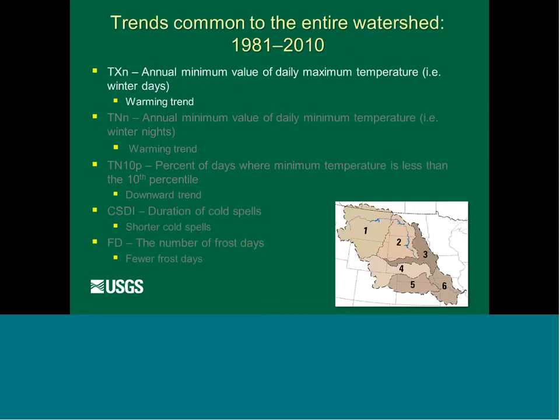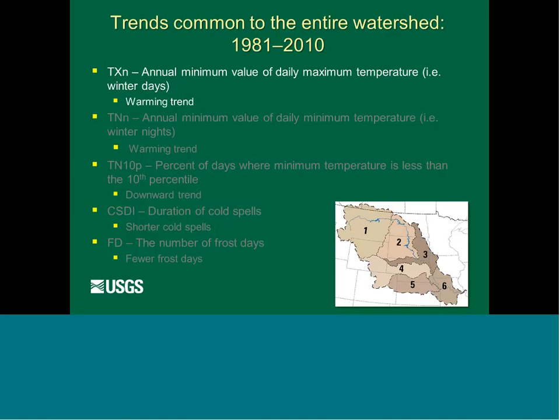So what I'm going to do first is look at the trends that are common to the entire watershed for 1981 to 2010. And the first 2 indices that I'm going to look at, I will actually have plots for, and I'm going to show plots for Watershed Region 1 and Watershed Region 3. These were chosen because Watershed Region 1 has downward trends in stream flow, while Watershed Region 3 has upward. And even though they're contrasting in the stream flow trends, they have a lot in common in terms of the temperature extremes and the precipitation extremes.